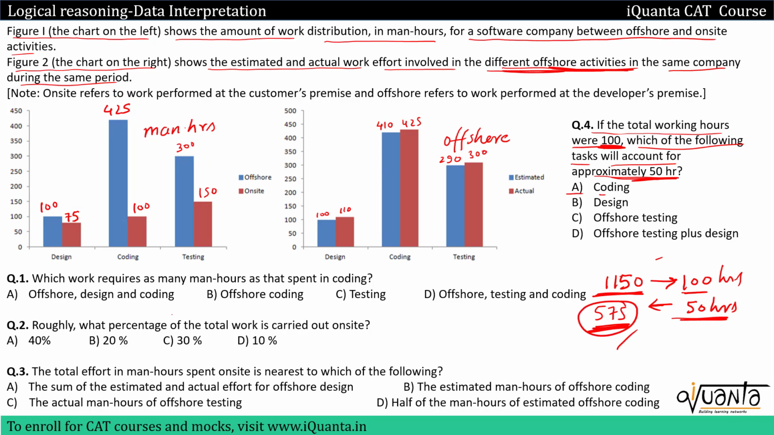If we check option A over here, we have coding. Coding is total 100 plus 425 from chart 1, which gives us 525. If we check for design, design is 100 plus 75, that means 175. Third one is offshore testing. In chart 1 offshore testing is 300, so this will be 300. Last one is offshore testing plus design. Offshore testing is 300 and offshore design is 100, that gives us 400. So closest to 575 is option A. Option A will be the correct answer over here.